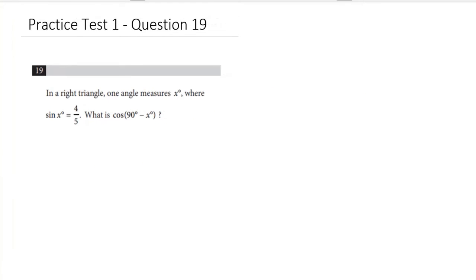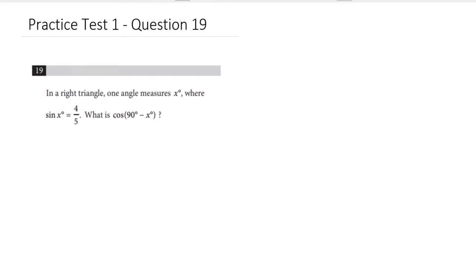Question 19. In a right triangle, one angle measures x degrees, where sine x is 4/5. And the question says find the cosine of 90 degrees minus x. If you know the relation of the sine and cosine with these two angles, it's called complement angle. But if you do not know that relation, there's another way to do this question using a diagram, and I'm going to show you how to solve this using the diagram without knowing the relation.